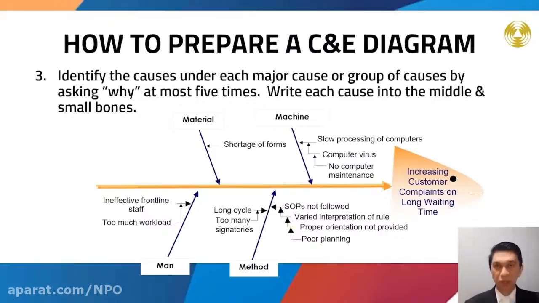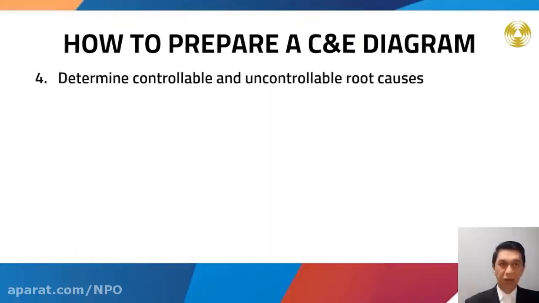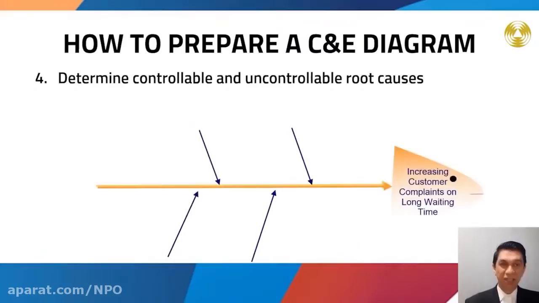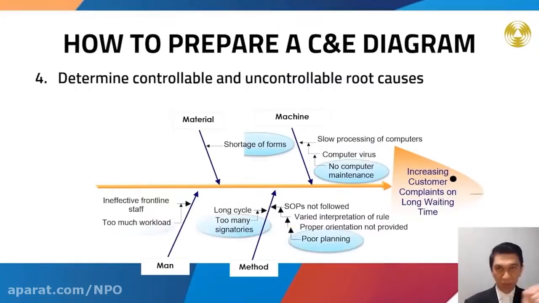Finally, the last step for drawing a cause and effect diagram is to determine whether a cause is controllable or uncontrollable. So what you can do is just to encircle the cause that is controllable on the part of the process owner. In this slide, the controllable causes are highlighted.